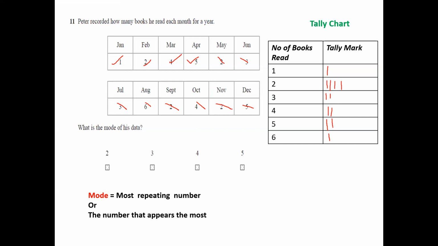So if you look at the tally chart, you can clearly see that 2 is the number that appears the most. So therefore, 2 is the mode of this data. So like that, you can get the answer for the 11th question.